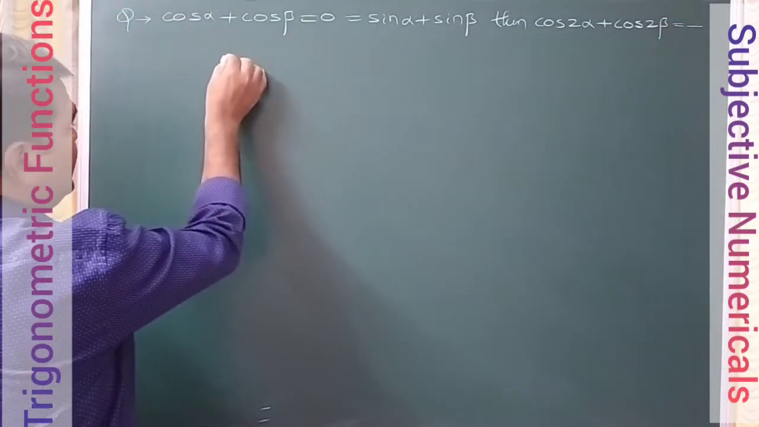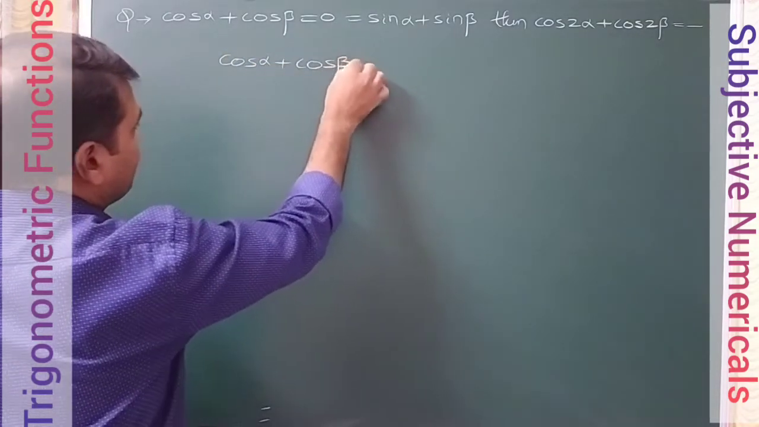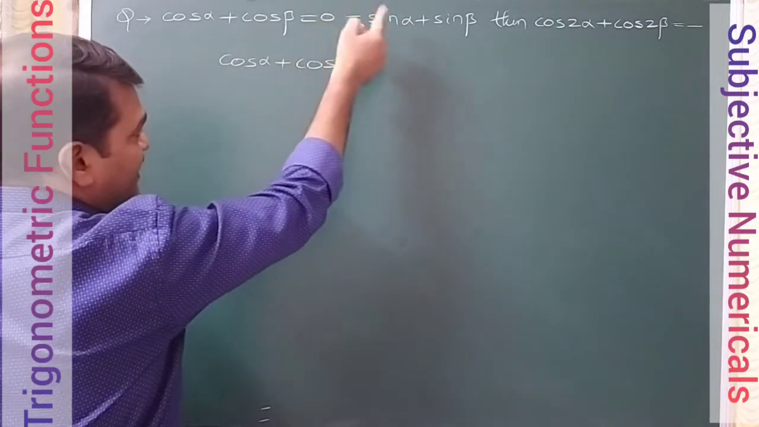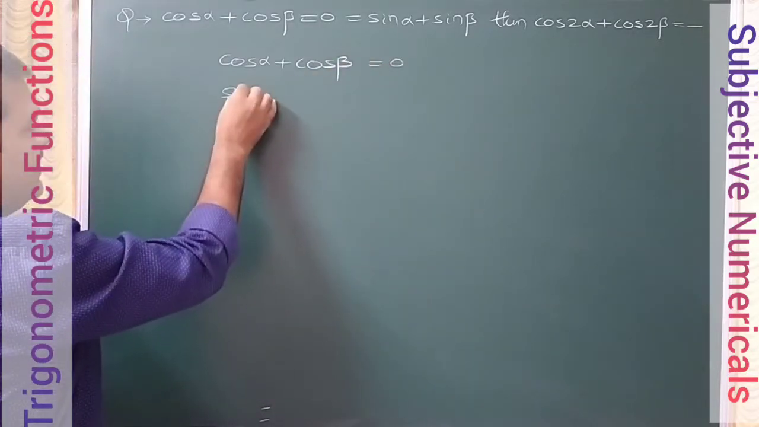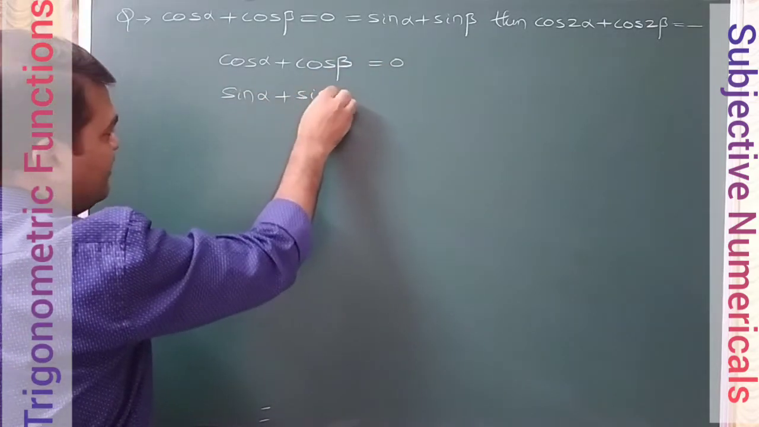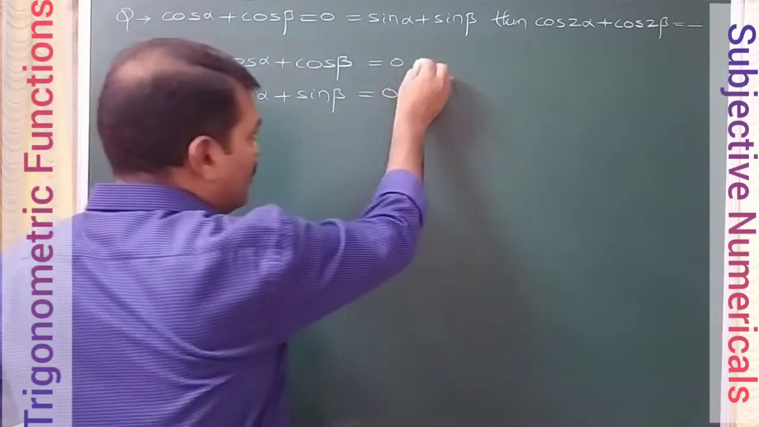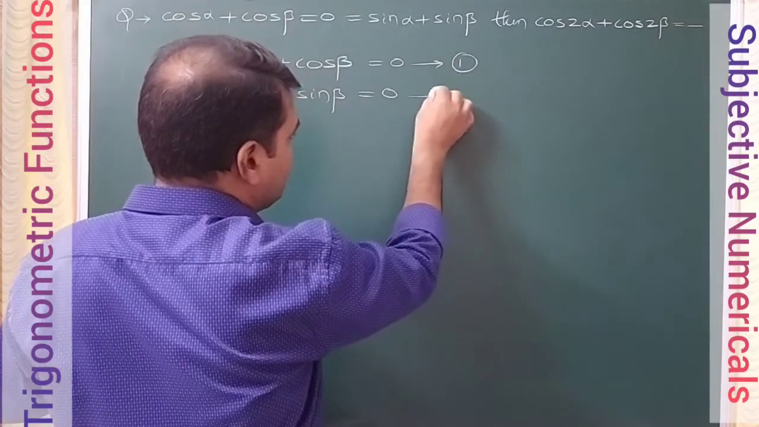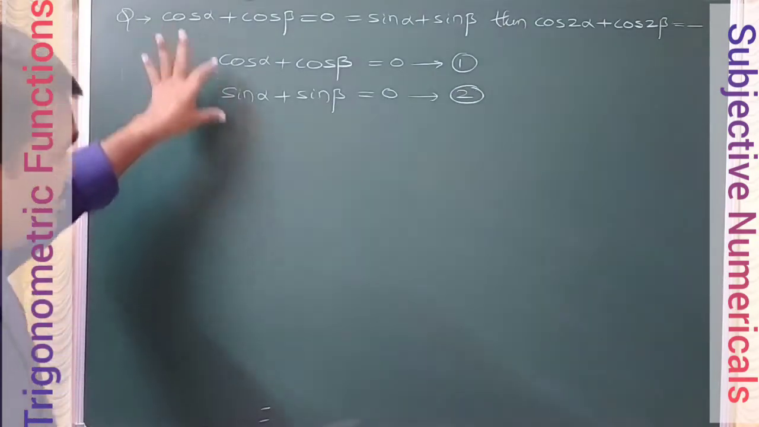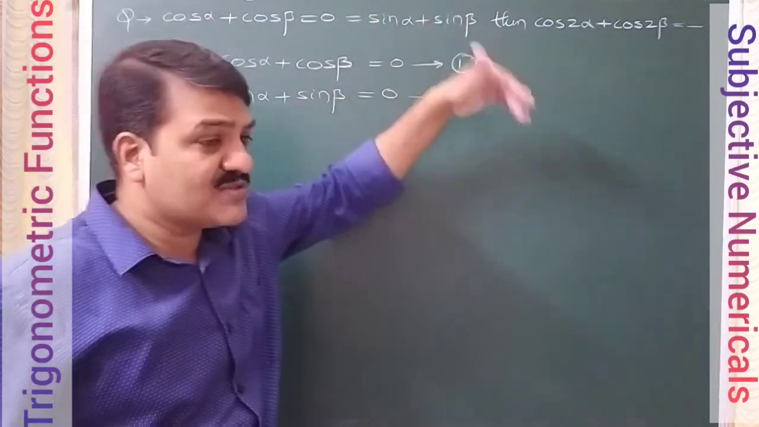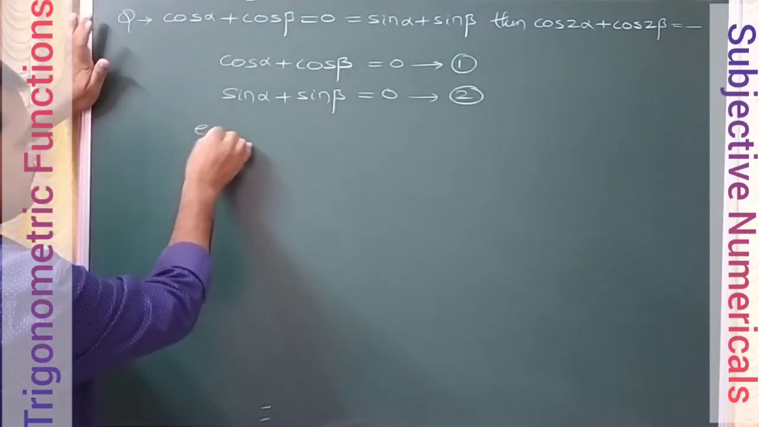So what I am doing is: cos alpha plus cos beta is equal to 0, taking separately, and sin alpha plus sin beta is equal to 0, taking separately. Now I will consider squaring both these equations. First I will square these two equations, and then after squaring we will decide whether to add or subtract.